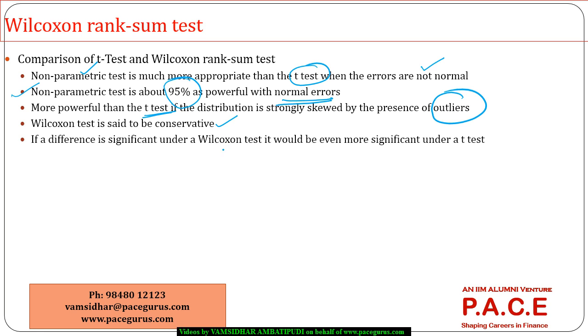So, because of various reasons, we can very well say the Wilcoxon test is more conservative. If you find that the difference is significant under the Wilcoxon test, it would definitely be even more significant under the t-test. So that's one more reason I can rely more on the Wilcoxon test, because it is much more conservative compared to the t-test. So this is how we focus on comparing the means between the groups using either the Wilcoxon test or the t-test.